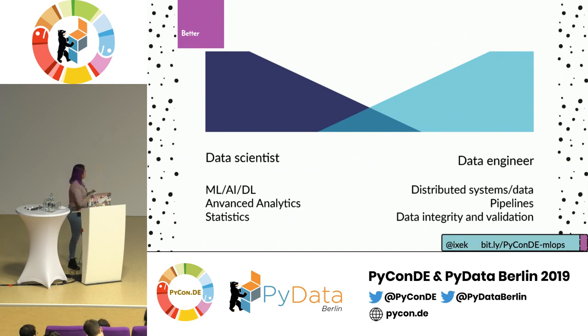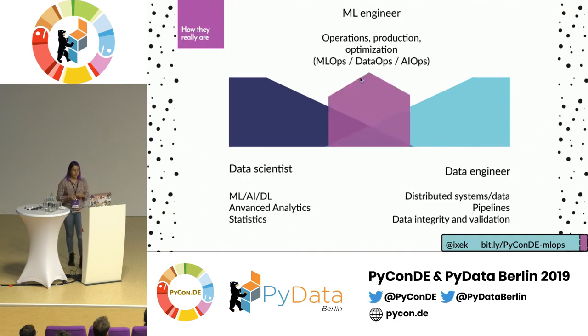But actually, it's a convergence of skills. Data scientists are really good at machine learning, AI, deep learning, advanced analytics and statistics, and data engineers are very good at pipelines, data integrity, validation, and readiness. The skills of each overlap as in a gradient, but we still have that part in the middle that is underserved, that is overlooked. And this is where the role of a machine learning engineer, or someone who takes care of operations, production, and optimization, comes into place.